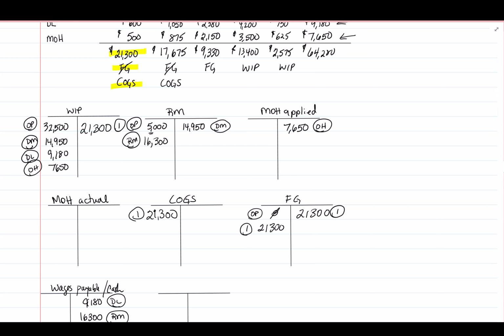Same thing with job 2. Job 2 came out of work in process, 17,675. Put it all the way over, 17,675. Just don't put the wrong number. And that went to cost of goods sold. Job 3 just went to finished goods. So don't move it out of finished goods. All right, we accounted for the movement.